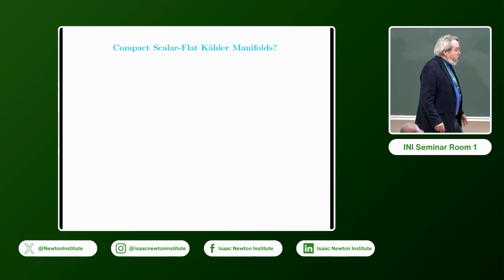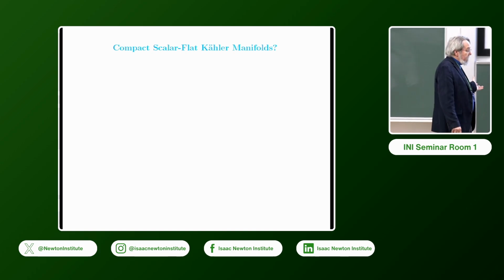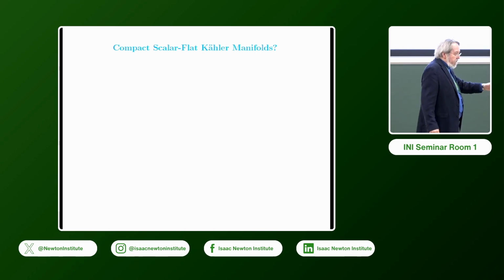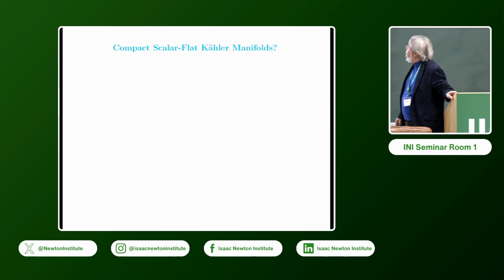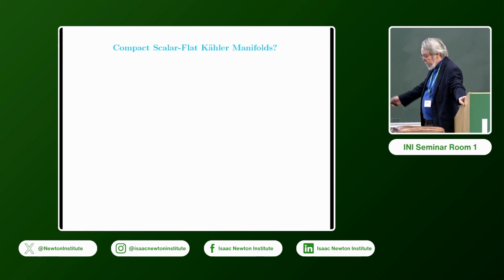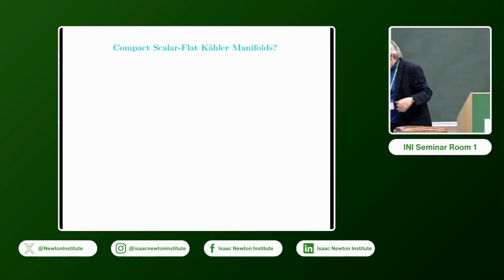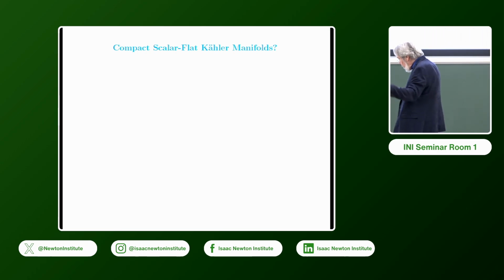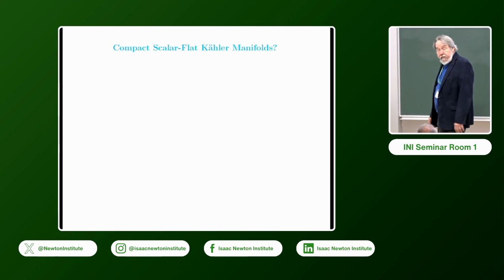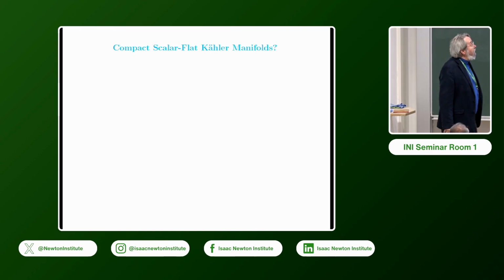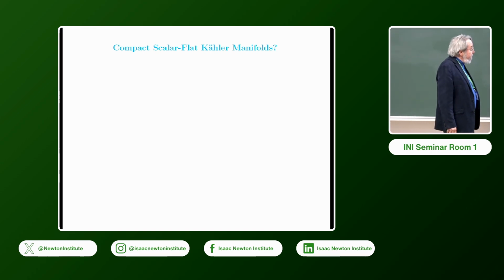All right, so the question now is: is this method any good for producing compact scalar flat Kähler metrics, that is, scalar flat Kähler manifolds? I just showed you it could produce a lot of complete ones, and there are other variations on this where you can get other complete ones. What about if you want to get a compact four-manifold with a zero scalar curvature Kähler metric?